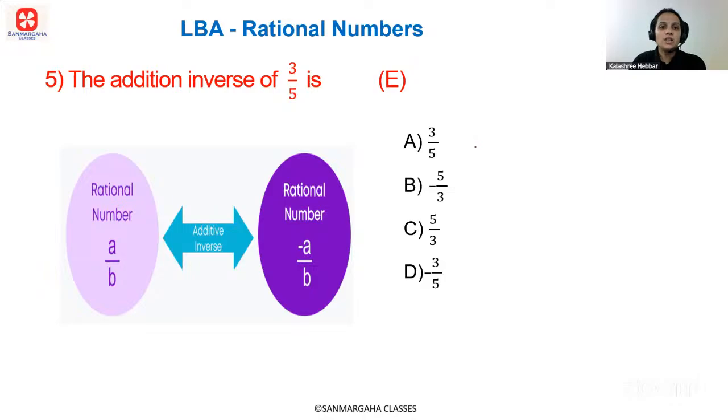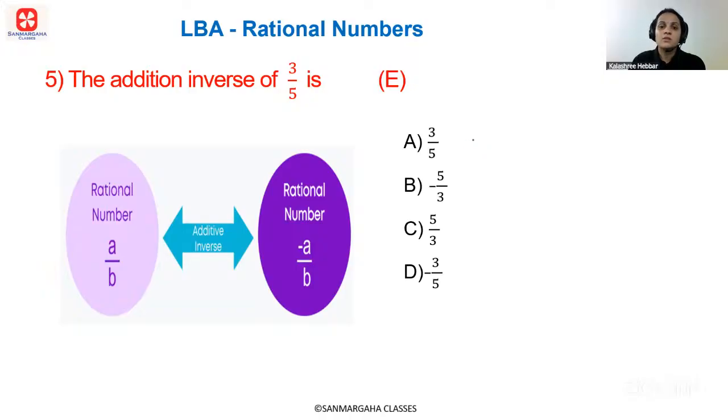Question number 5. The additive inverse of 3 by 5 is A 3 by 5, B minus 5 by 3, C 5 by 3, D minus 3 by 5. So what is additive inverse?